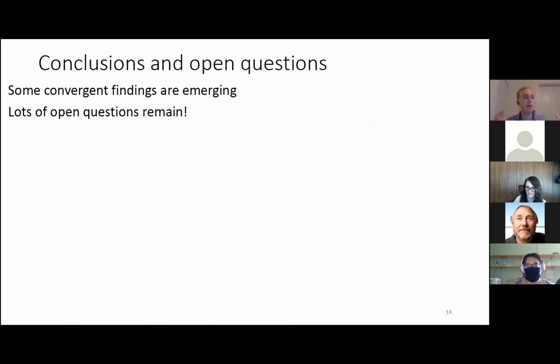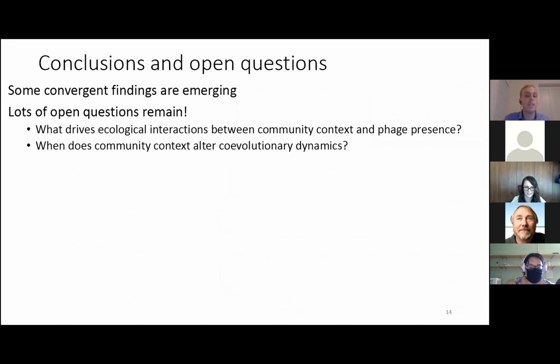So to step back and wrap up, there are clearly some convergent findings emerging, like the suppressive effects of community context on ecology and on the evolution of resistance, but there are a lot of open questions remaining. So some of these questions include things like what drives those ecological interactions when both community members and phage are present? When does community context alter coevolutionary dynamics, things like arms races?